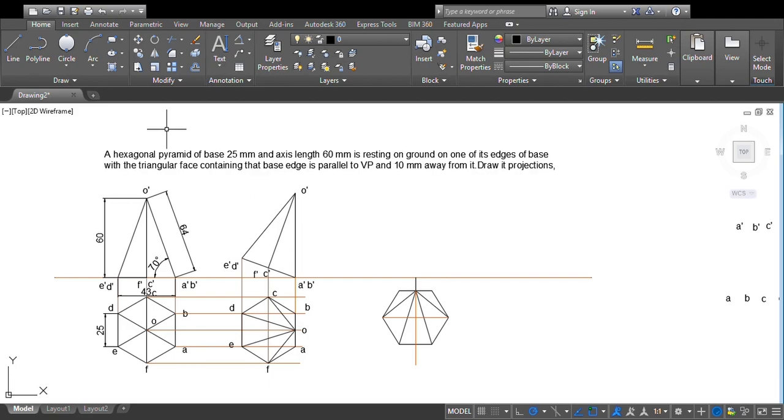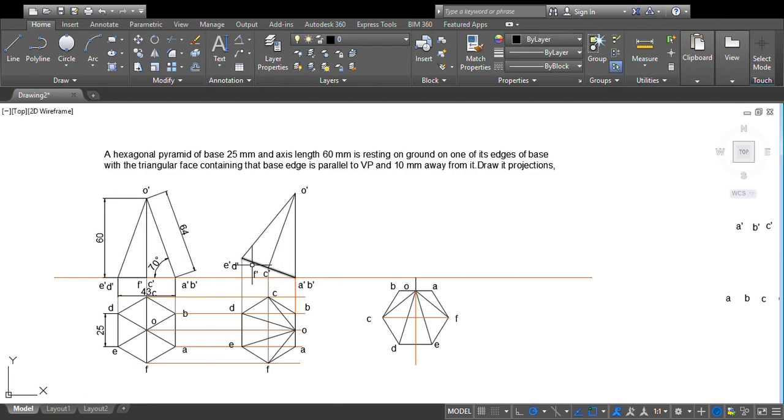Then we will name these points. O1, O2. This is A2. This is F2. This is E2. This is D2. And this is C2. We've got all the points.